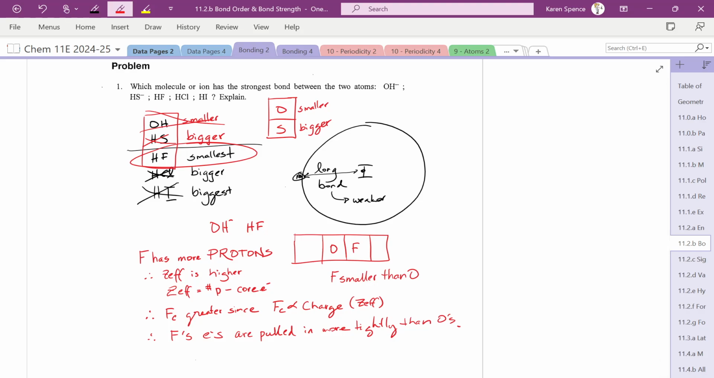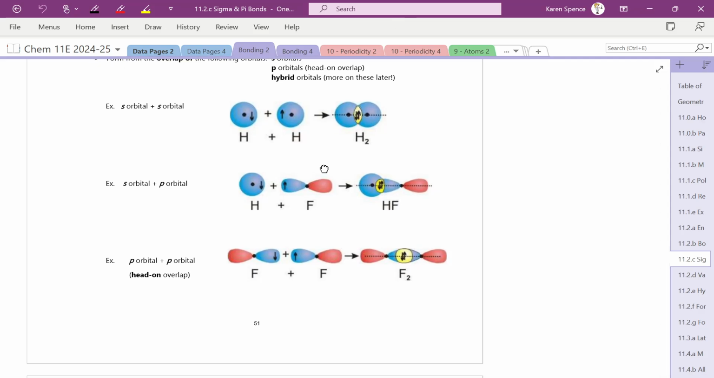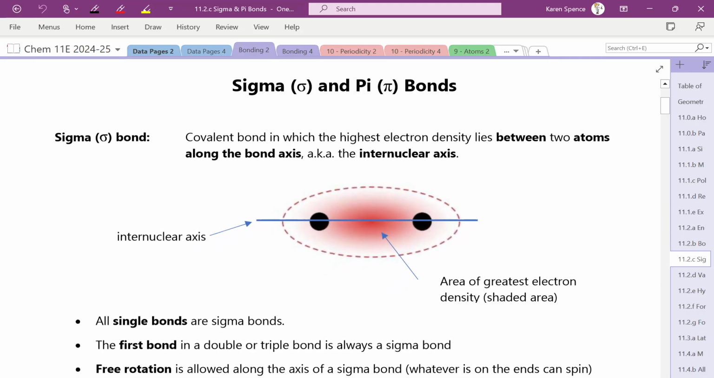Other questions? Going once, going twice, going 3 times. Sold! Sigma and pi bonds on page 51. Sigma and pi bonds.